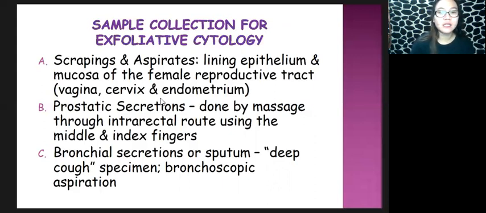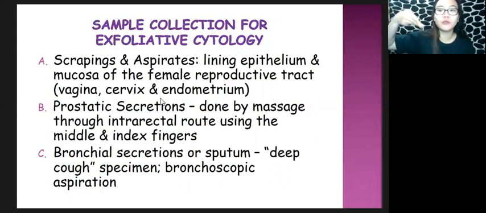Okay? Yes. So another sample that we can collect for exfoliative cytology, we have your prostatic secretions. So the prostate gland is stimulated to release its secretions by performing a prostatic massage. Okay, so how do we perform your prostatic massage? So this is via the intrarectal route using the middle and index finger.